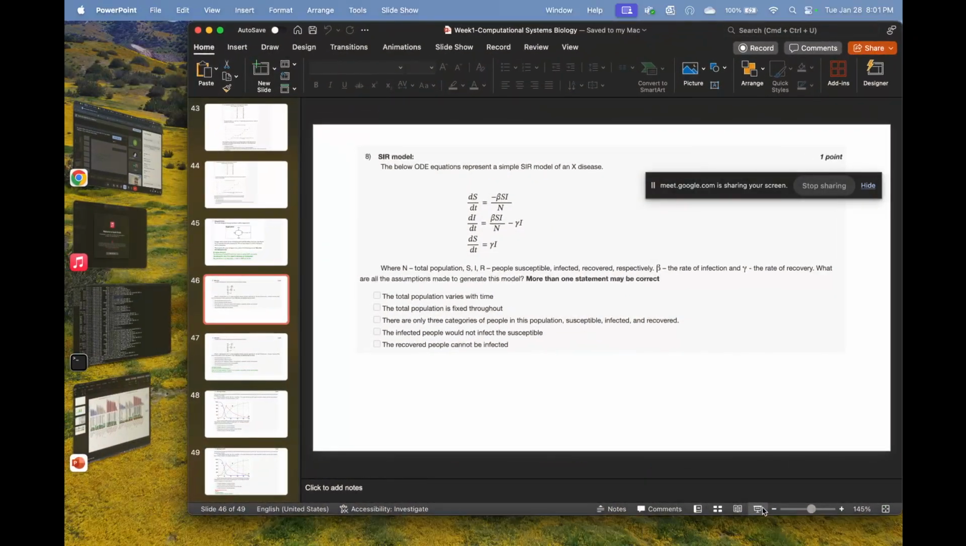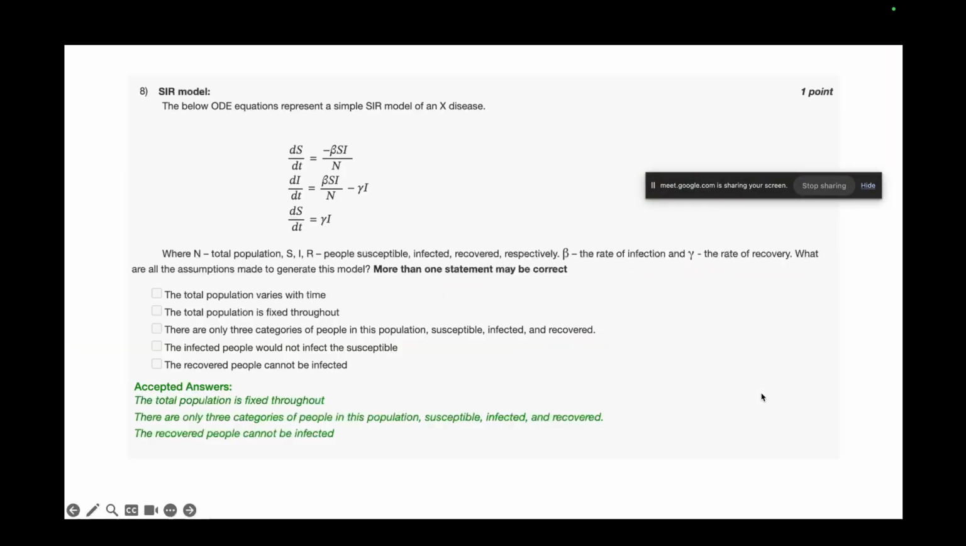Let me discuss this. So D is correct. C is correct as well. You have missed one option, which is the last one. Anyway, let me go through the model. So you have three sets of people, S, I, and R. S is susceptible, I is infected, R is recovered. Now, dS/dt, dI/dt, and again dS/dt.